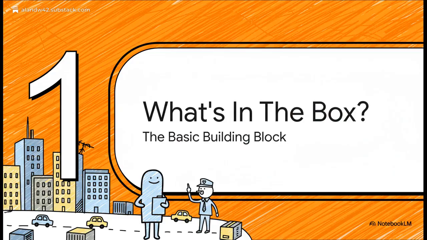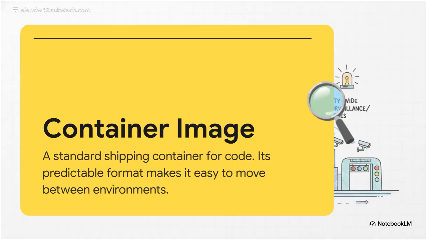Before you can even think about building a city, you need your materials, right? Your bricks, your steel. And in our digital city, all of our stuff, or software, it has to be packed up in a totally standardized way. And that's where the container image comes in. Think of it as the perfect universal shipping container. It honestly doesn't matter what you put inside. A website, a database, some complex AI model, it all gets packed into the exact same predictable box. That makes it super easy to move and stack anywhere you want.